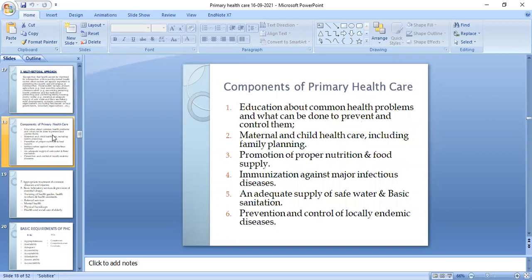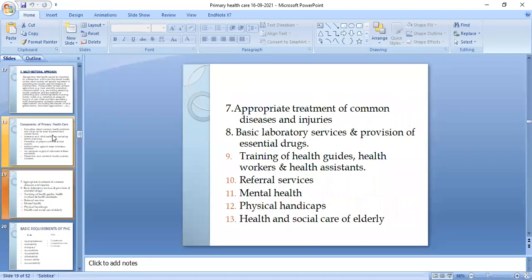Third one is promotion of proper nutrition and food supply. Fourth one is immunization against major infectious diseases. Fifth one is an adequate supply of safe water and basic sanitation. Sixth one is prevention and control of locally endemic diseases. Seventh is appropriate treatment of common diseases and injuries, and the eighth is basic laboratory services and provision of essential drugs.